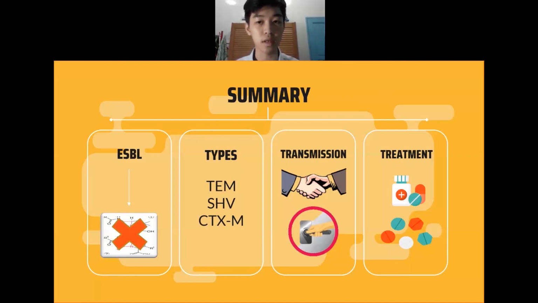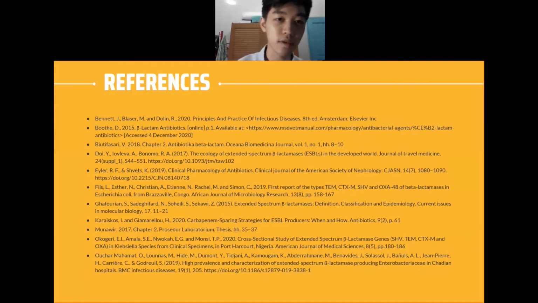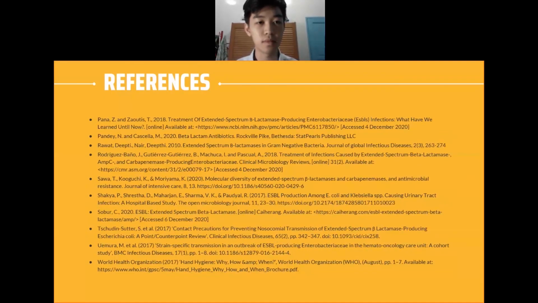As for detection, it can be done in two ways, either on a clinical phenotypic level or on a molecular genotypic level, each with its own different tests. And lastly, despite the powerful resistance of ESBL, there are still ways to treat it. A combination of beta-lactamase inhibitor, also called BL-BLI, can be an alternative, but until now, carbapenem still remains the gold standard for treating ESBL.